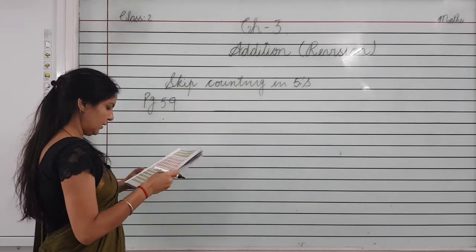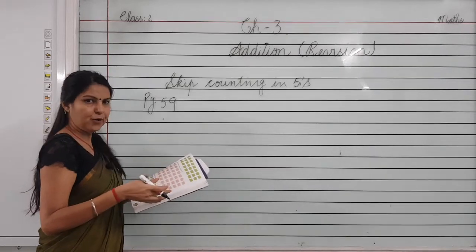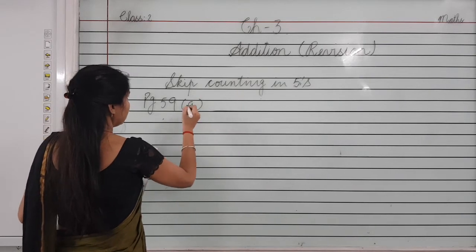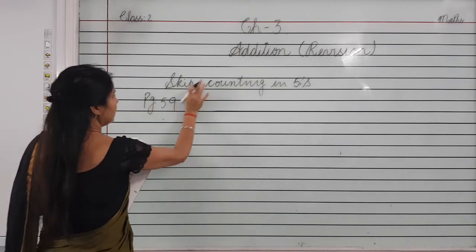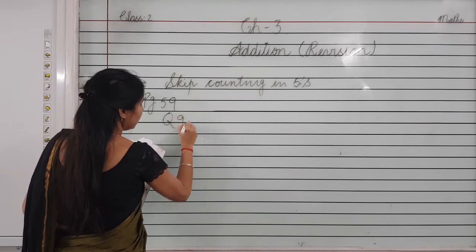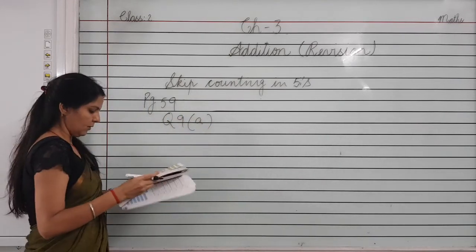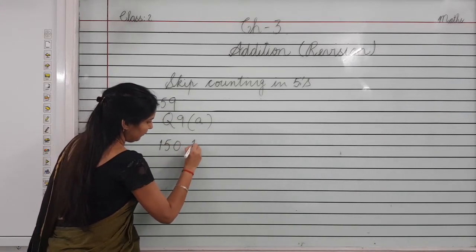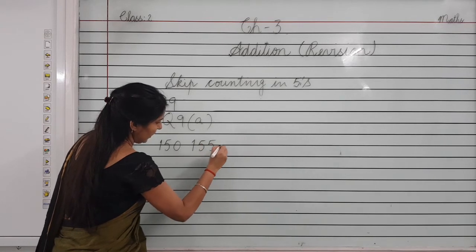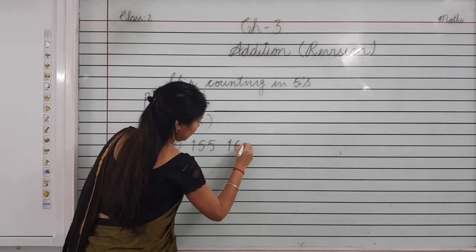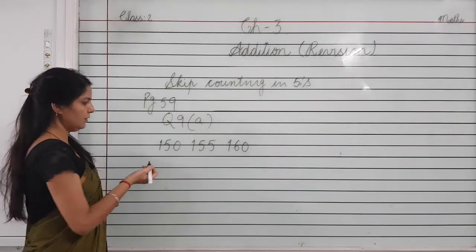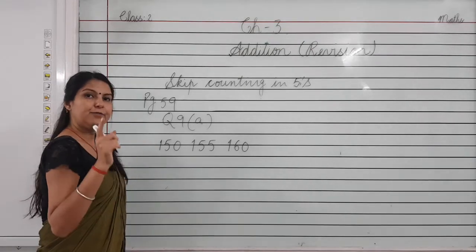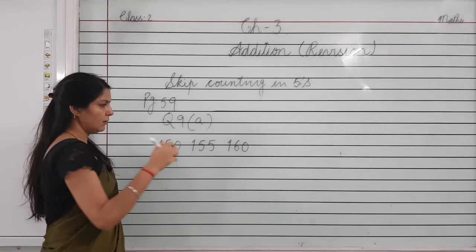Same page number 59. We are taking one question from this. Question number 9, part A, we will see here. 150, 155 and 160. These numbers are given. So what will you do? You will leave 4 numbers and you will write the fifth number which is coming on your finger.